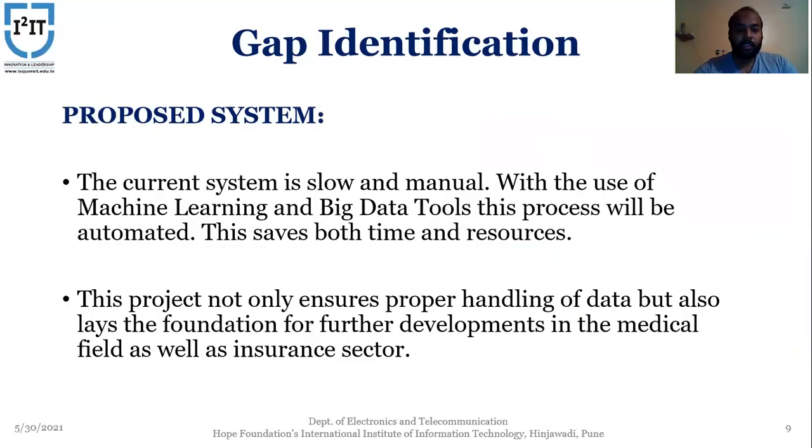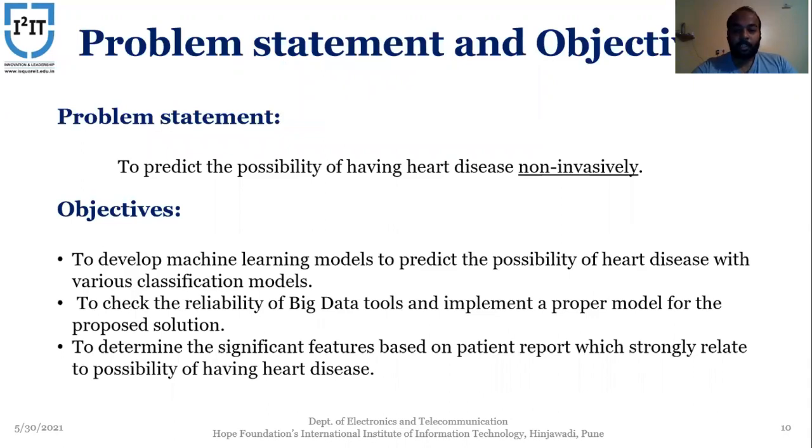So here is the proposed system. We saw that the current system is very slow, and with the use of machine learning and big data tools, we automated the system, and we are saving both time and resources, because it takes very little time to handle these things. This also ensures proper handling of data and development in the medical field as well as the insurance sector. So what exactly is our problem statement?